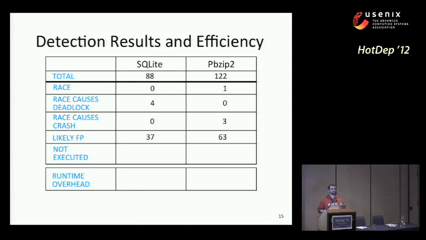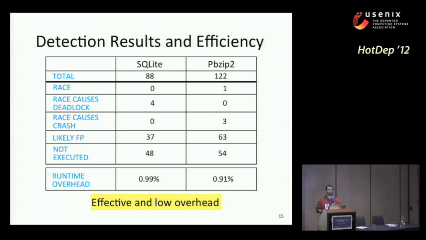For both programs, there were a considerable number of likely false positives. So nearly half of the races detected by Cord were actually classified as likely false positives by the Hive. Also, some of the racing accesses were not executed at all because of the limited number of test cases, which was 10 in our case, that we used in our preliminary evaluation. The runtime overhead of Cord is below 1% for both programs. And in summary, Cord was effective and low overhead at detecting these races.